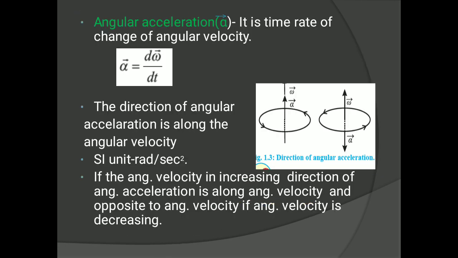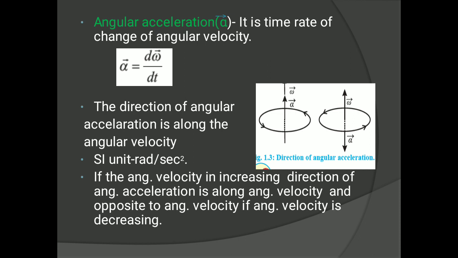Today we are going to study angular acceleration. We know acceleration is the rate of change of velocity. So in circular motion, the rate of change of angular velocity is angular acceleration. It is denoted by alpha. If omega is the angular velocity, then alpha is equal to d omega by dt. The direction of angular acceleration is along the angular velocity and its SI unit is radian per second square.